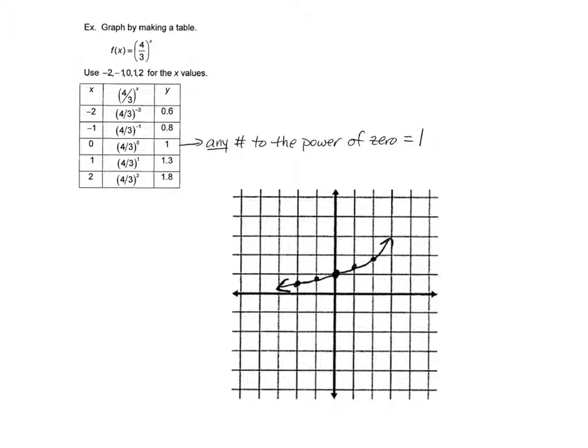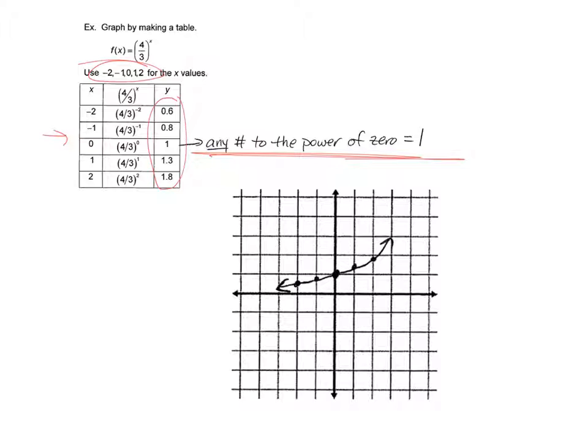Now we're going to graph by making a table. f of x equals 4/3 to the power of x. And so that we all have the same points for our table, let's use -2, -1, 0, 1, and 2. And then you'll fill those in one at a time for x, put it in your calculator, and get the y values. Notice in the middle when x is 0, you have 4/3 to the power of 0, which is 1. Any number to the power of 0 equals 1. And you can plot your points and connect, and you should have somewhat of a curve for these graphs.